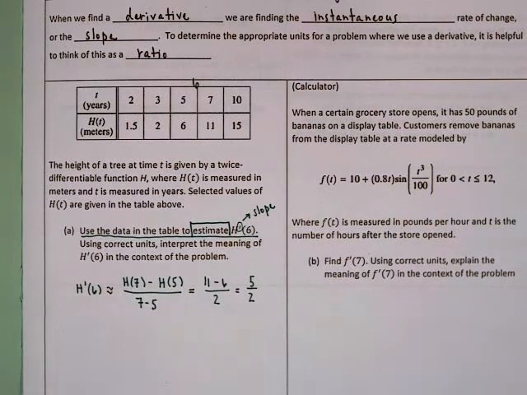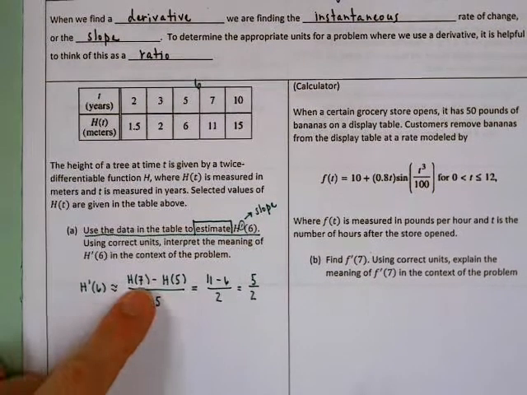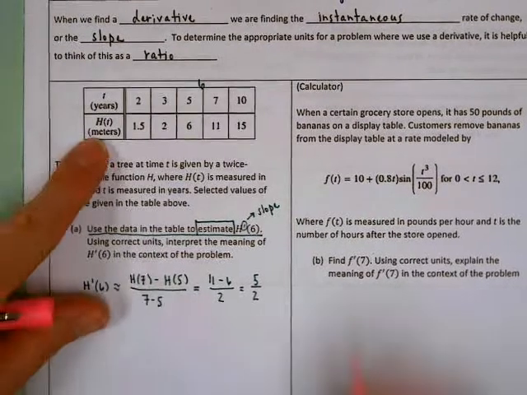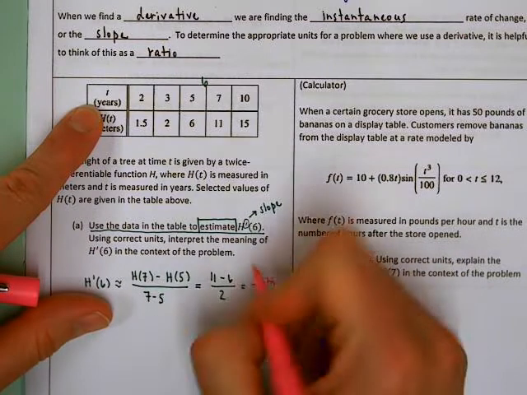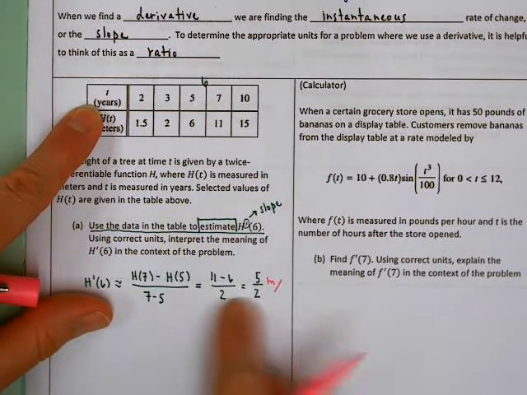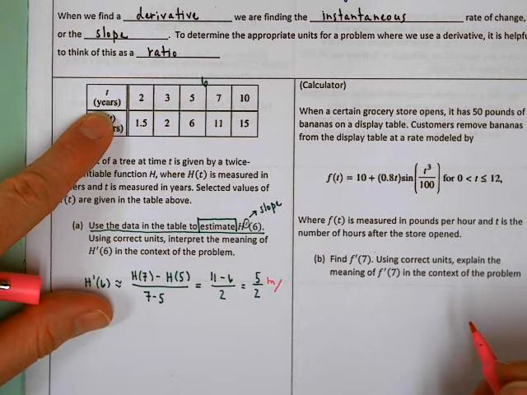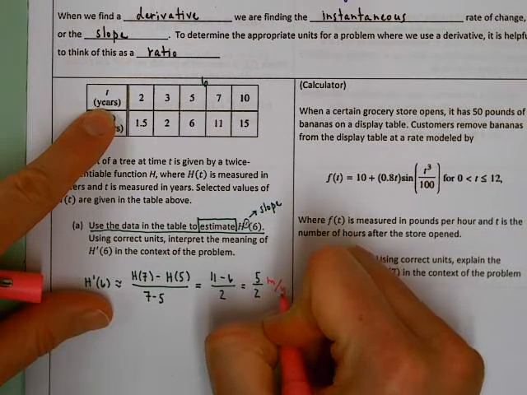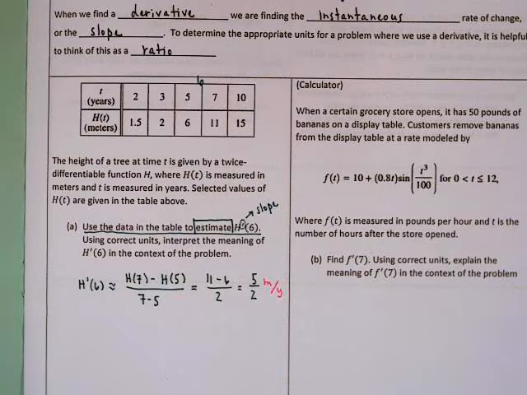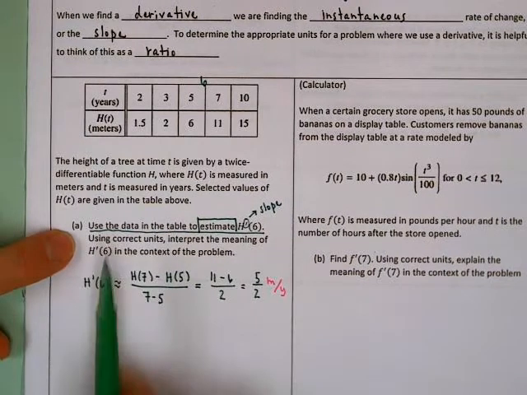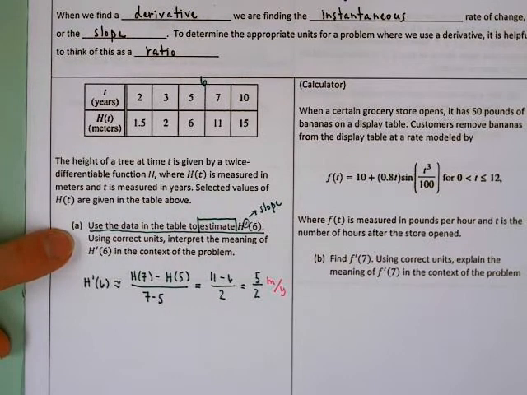Now, if I'm thinking about units, I have my values of h on top. I know that unit is meters. And then I have my values of time on the denominator. Units are years. So I have 5/2 meters per year. So that's our estimate for h prime of 6.